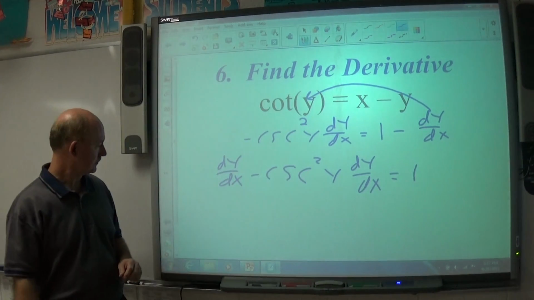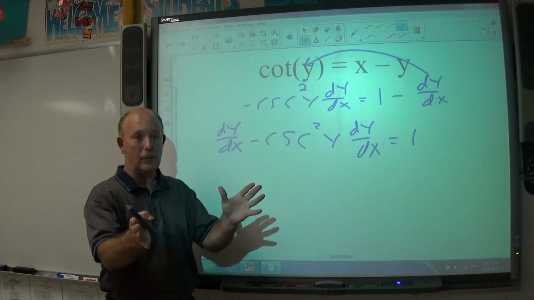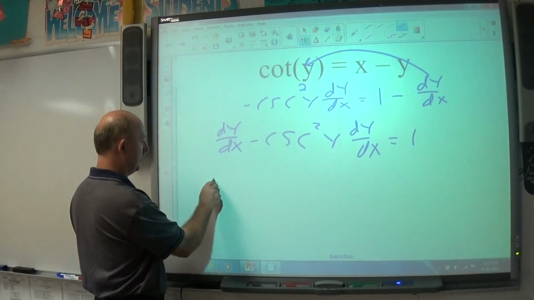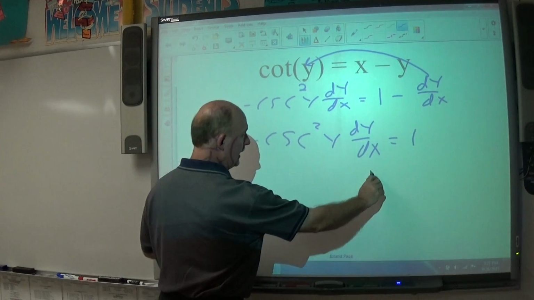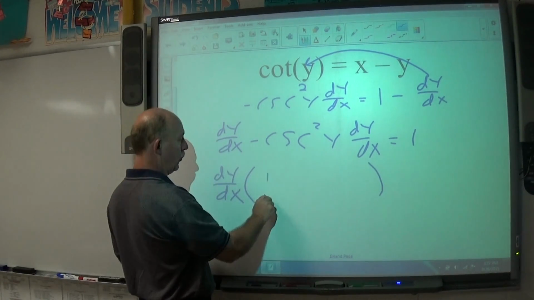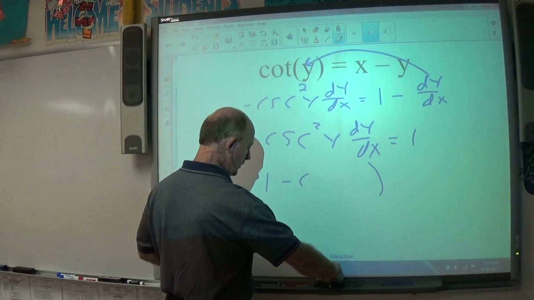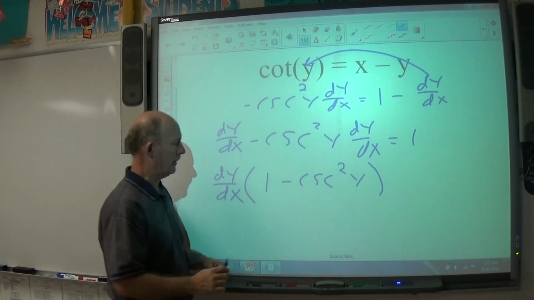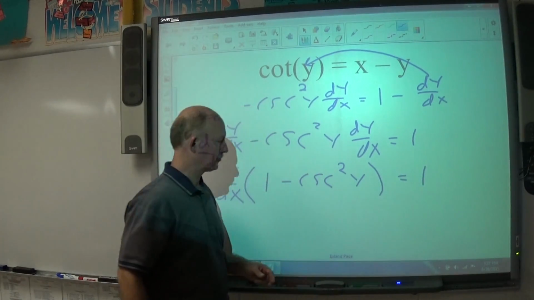equals 1. Okay, so let me bring this on down. Now you got your dy dx on one side, now we got to factor dy dx off. So let's put the dy dx down here, and let's see what we have left inside our parentheses. Taking the dy dx off leaves us 1 minus cosecant squared y, and that'll be equal to 1.